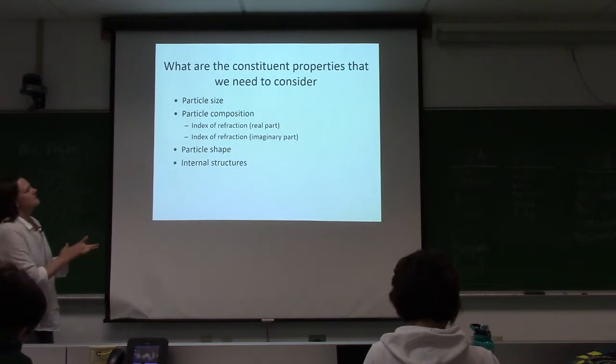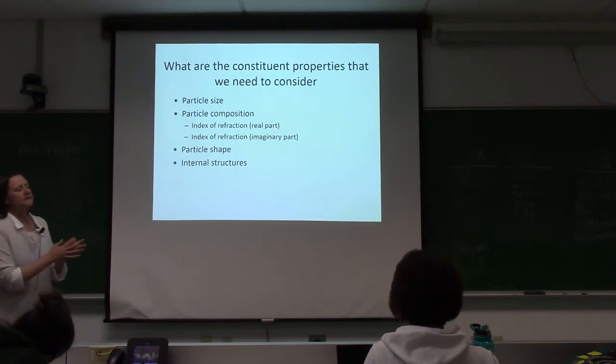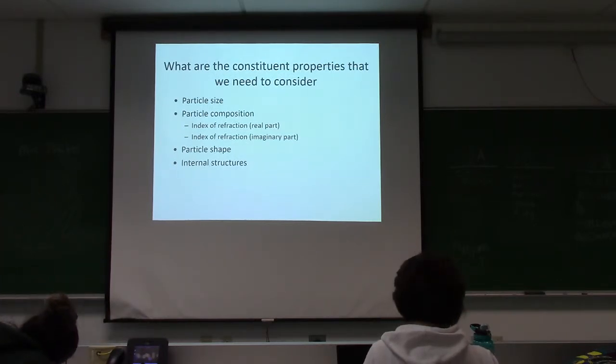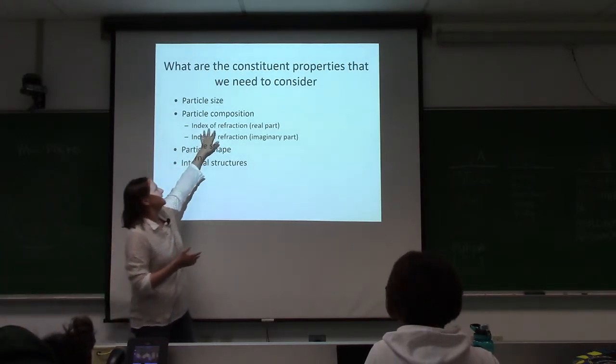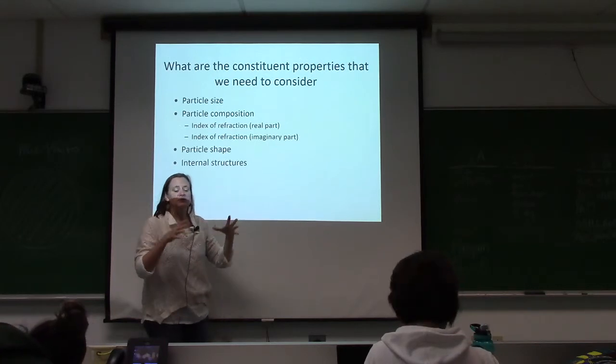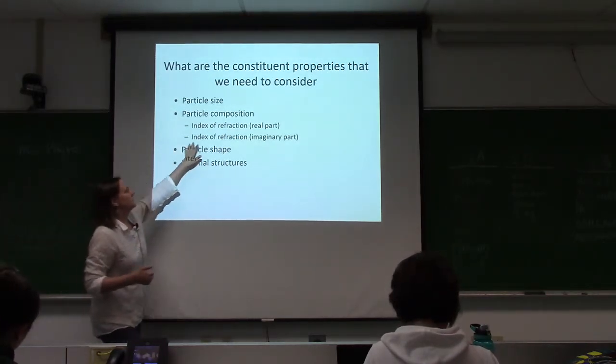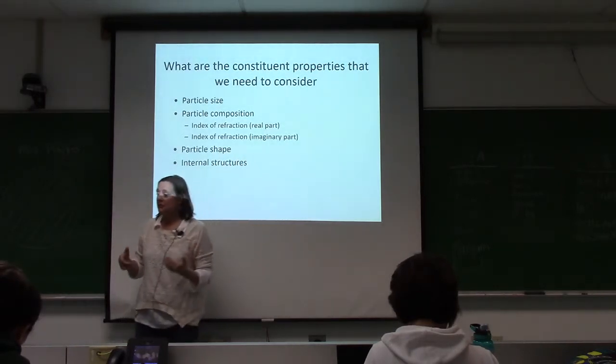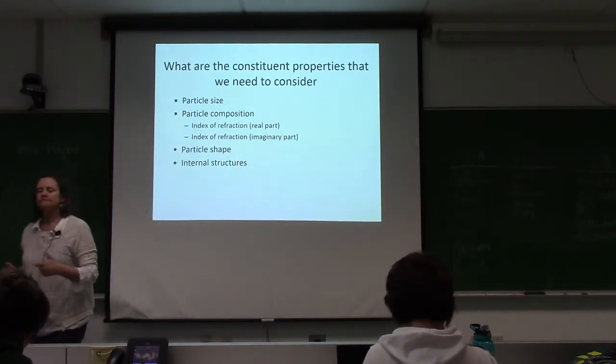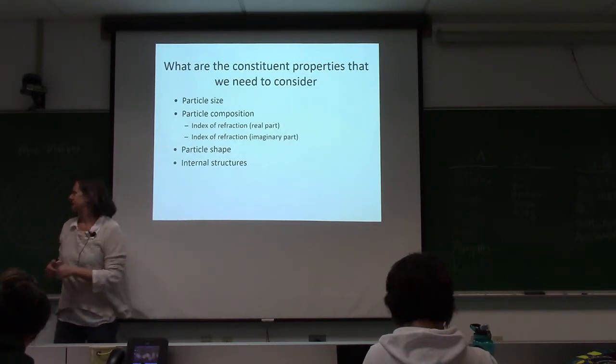All right. So some of the properties that we need to consider when we think about who's actually scattering in the ocean are their size, their composition, whether it's the real part of the index of refraction, which changes the speed of light as it penetrates the particle, or the imaginary index of refraction, which absorbs the light that enters the particle, particle shape, and the internal structures.